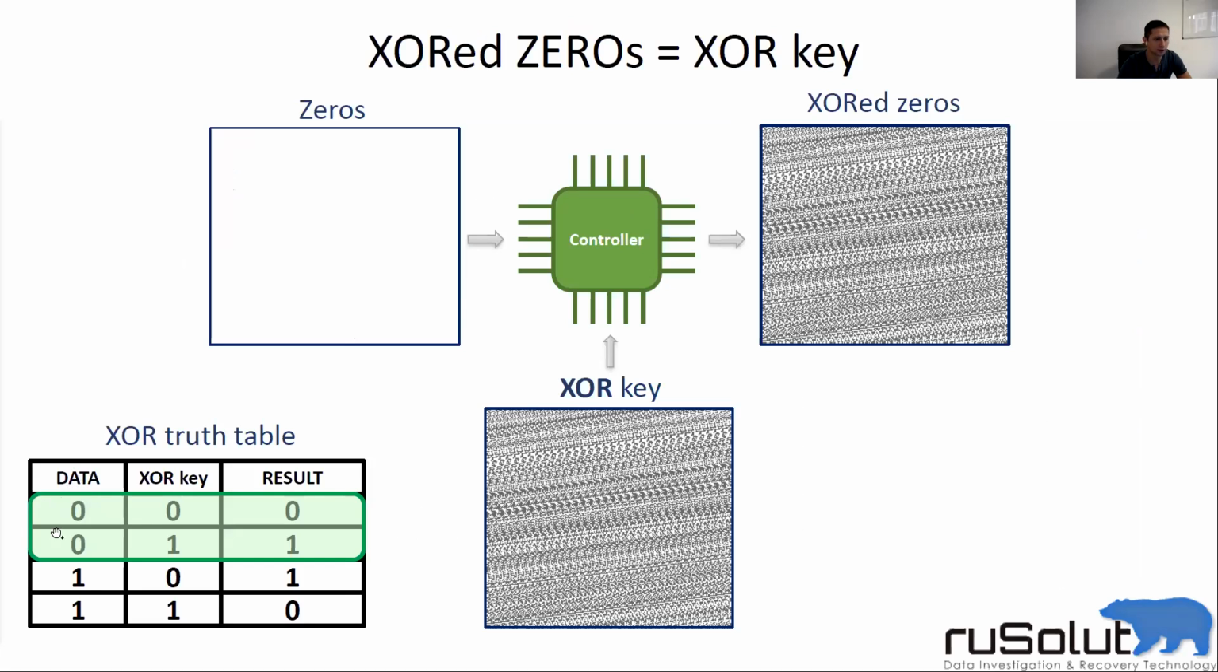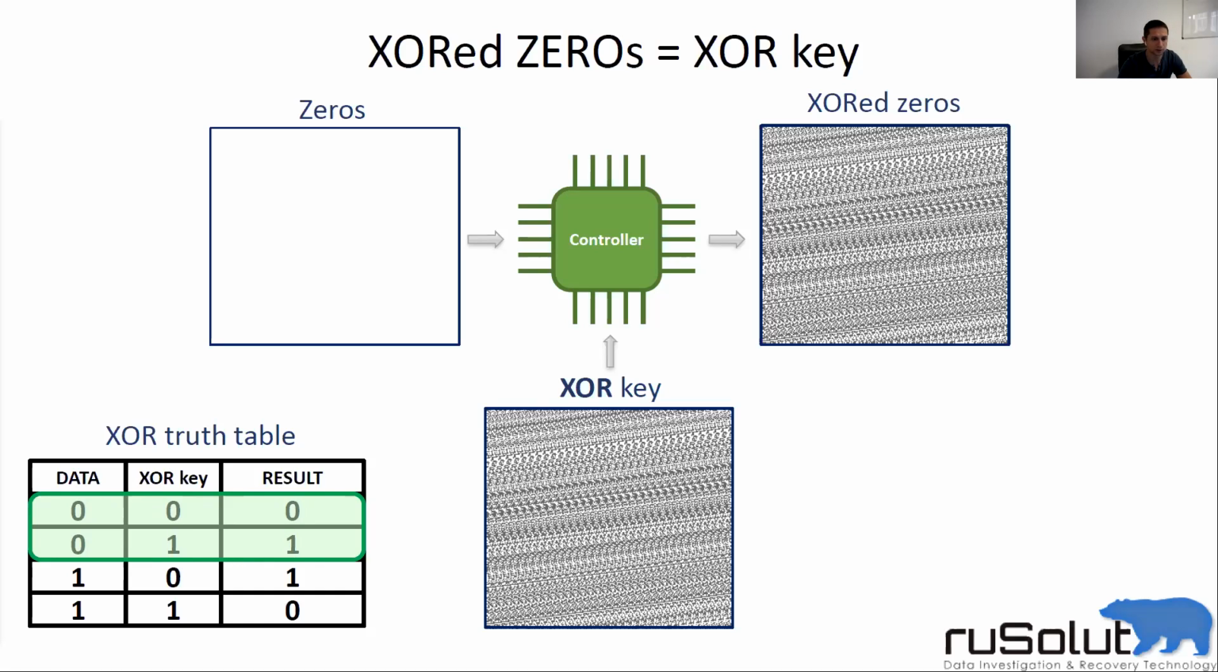For example, here you have data. In this column, here you have XOR key. And this is a result of XOR operation between this and this bit. So let's say that we have 0 as data and 0 in XOR key. Result will be 0, so the same as XOR key. Then if we have 0 in data and 1 in XOR key, result is 1. So the same as in XOR key.